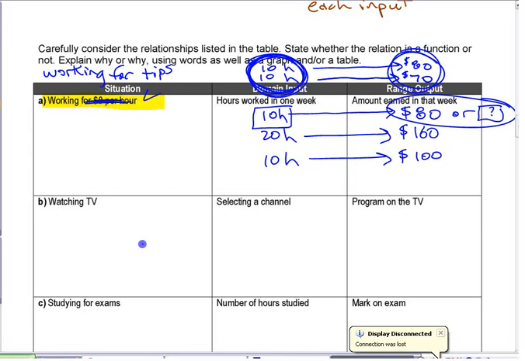Is that a function? I know it keeps turning off. I see that. I don't know why. Okay, it's still up here.